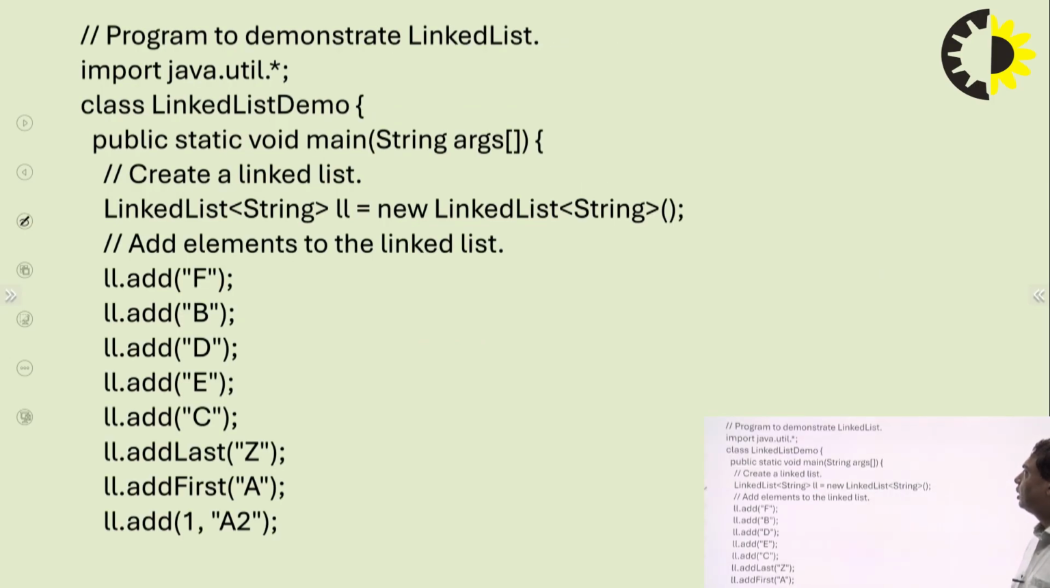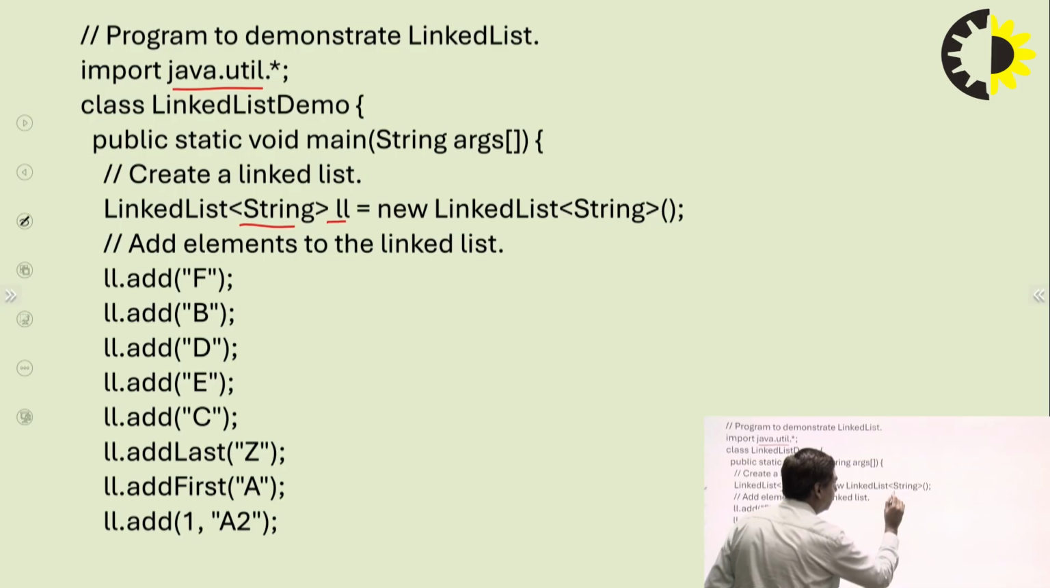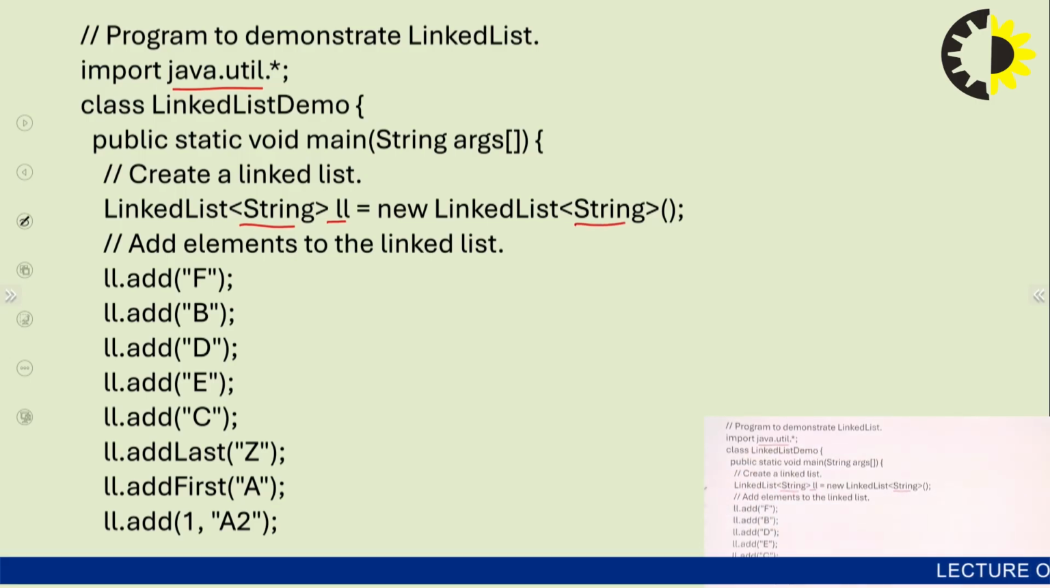Now, this is the program to demonstrate the linked list. We have imported java.util package for the collection framework. Now, in the main method, we have created the linked list object LL, and its type is string. Again, we are putting the string here to create the collection, that is linked list collection of type string. So, all the elements in this collection, that is in linked list collection, will be of type string.